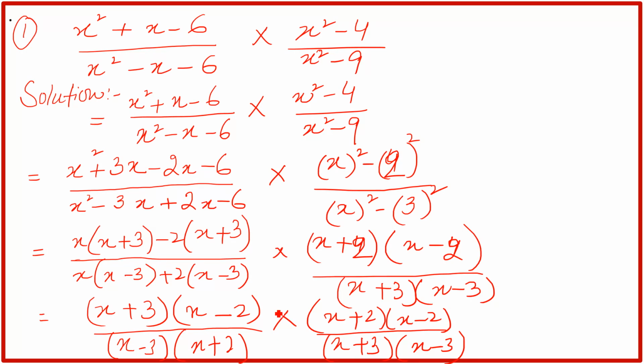Now see, this is the multiplication sign, so we can simplify it. This is x plus 2, x plus 2, we can cross out; x plus 3, x plus 3, right. What is remaining? X minus 2, and we do not have any x minus 2 here. Same thing, we do not have x minus 3 in the numerator. What is left? X minus 2 in the numerator, x minus 2, x minus 2, so it will be x minus 2 whole square divided by x minus 3 whole square, and this is the answer.